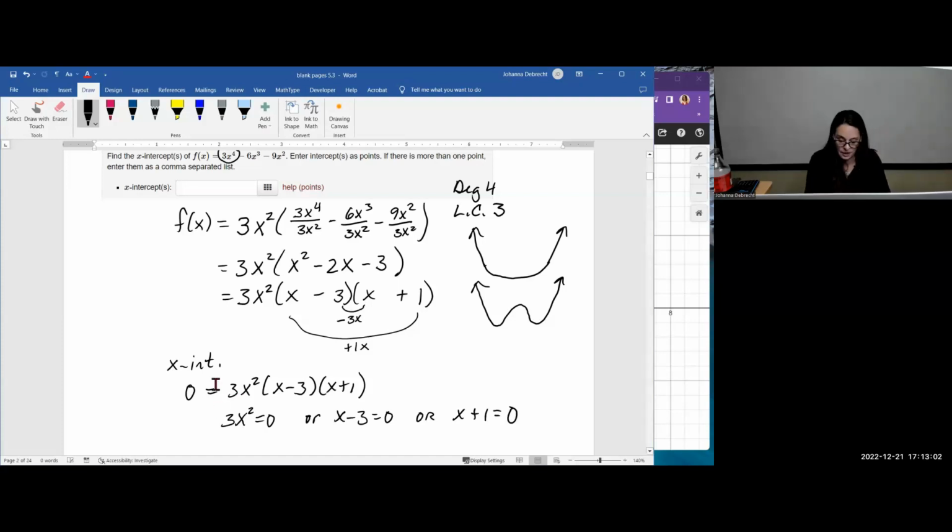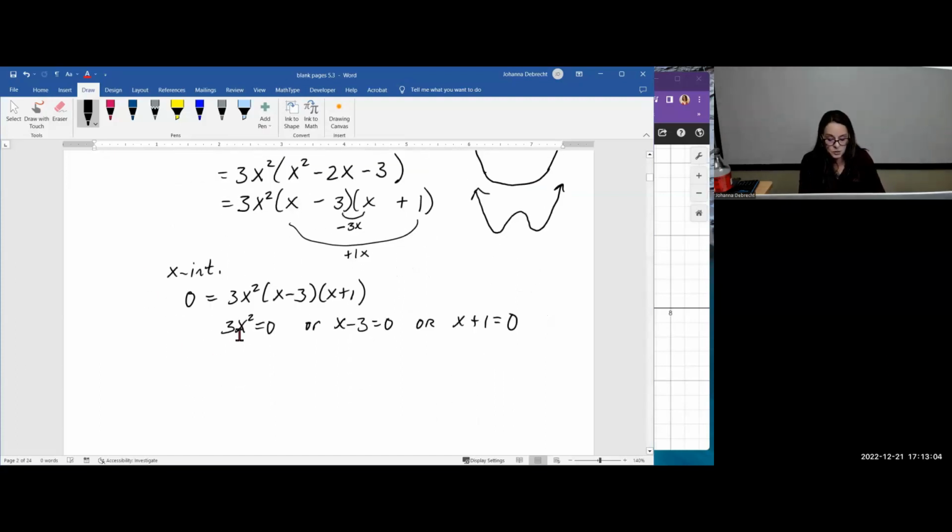equals 0. Now, the 3x squared means that I actually get 0 as a solution 2 times. Because the degree is 2, I have to have 2 solutions, and x squared equals 0 means that I basically have plus or minus 0, which is still 0, but it counts as 2 solutions. So over here, I'm keeping track, that's 2.